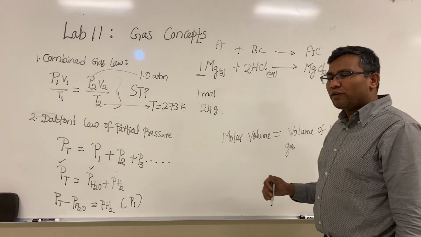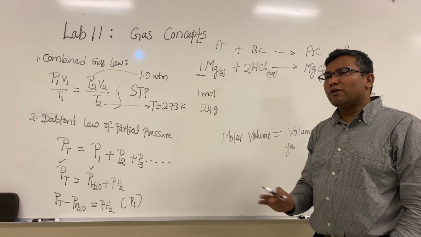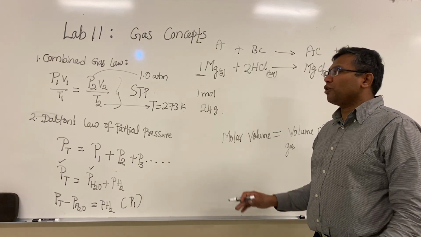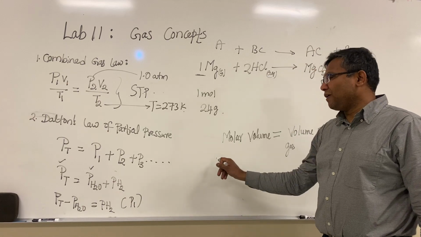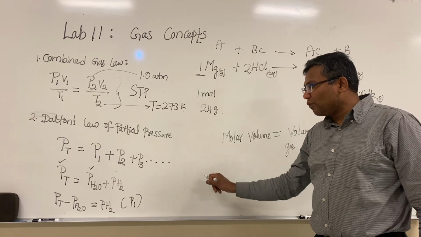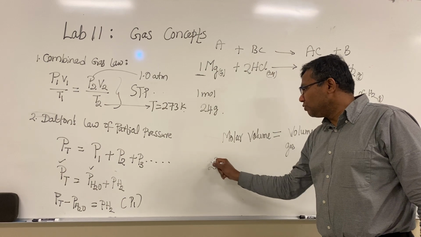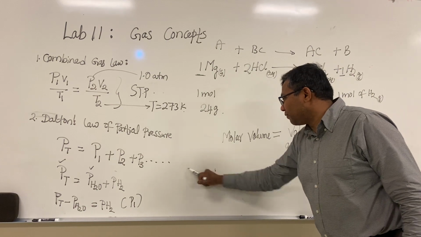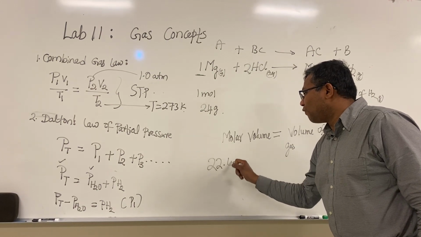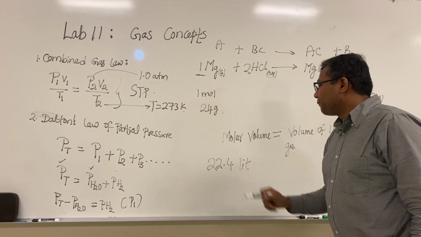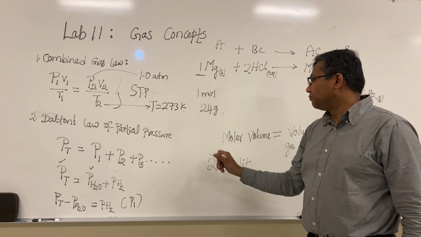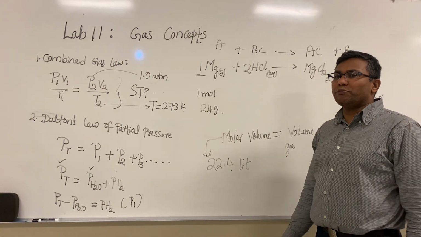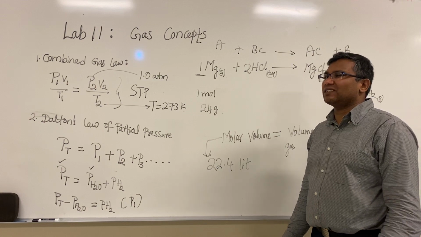So there is a number for the molar volume of any gas. How much is the molar volume of any gas at STP? At STP, 1 mole of any gas always occupies 22.4 liters. This is called the molar volume. If I ask you what the molar volume is, it is equal to 22.4 liters.